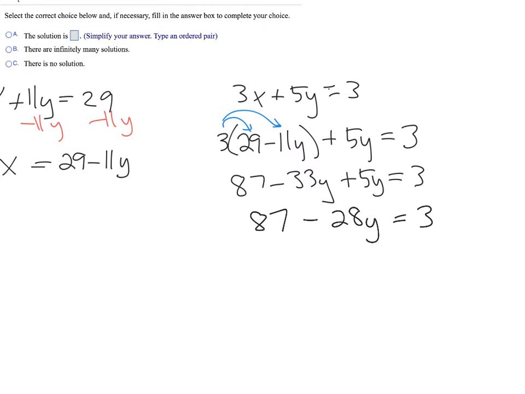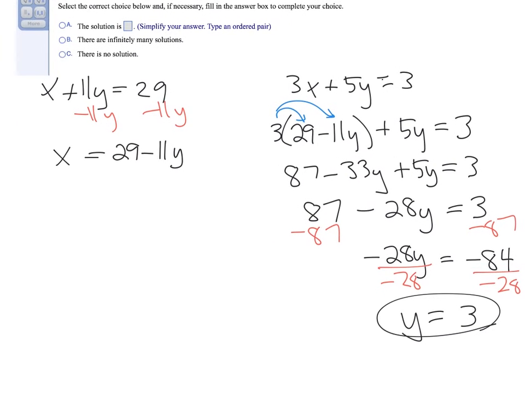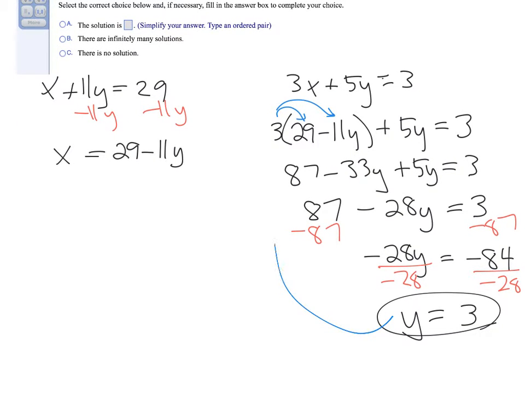And then we want to solve for y. We want to get that y all by itself, so we have to begin by getting rid of the 87. That leaves us with negative 28y equals negative 84. Now we're going to divide both sides by negative 28, and that ends up being y is equal to 3.